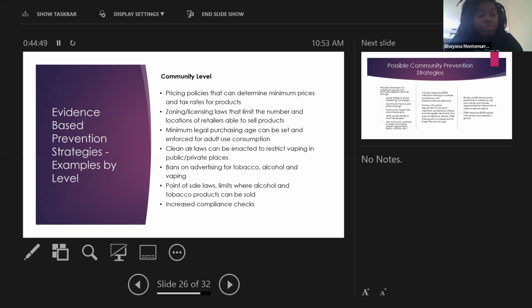A lot of us might work with local businesses to limit where alcohol products can be sold as far as zoning, and also help to set, and lobby to set, a minimum age of legal purchasing within our own communities.